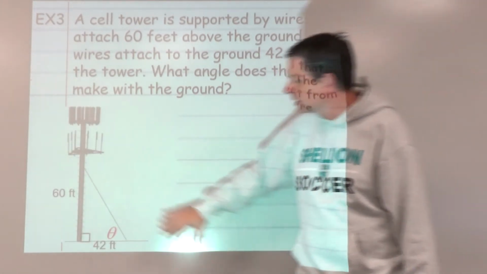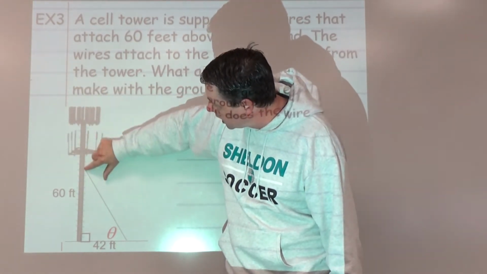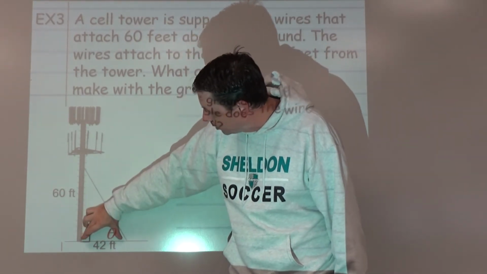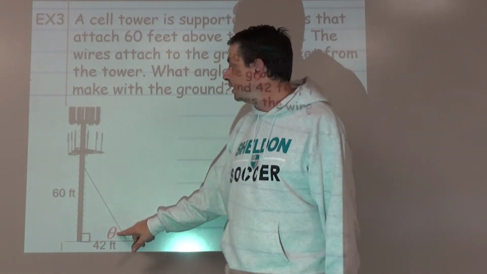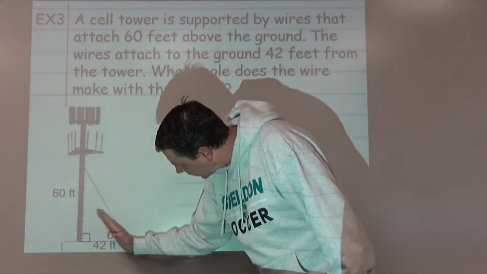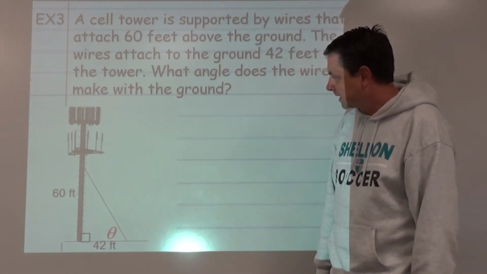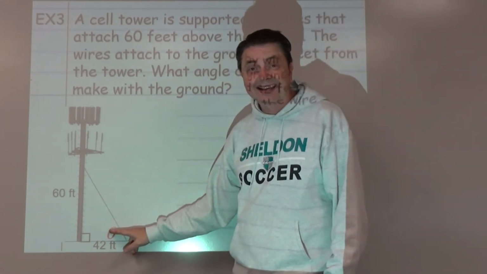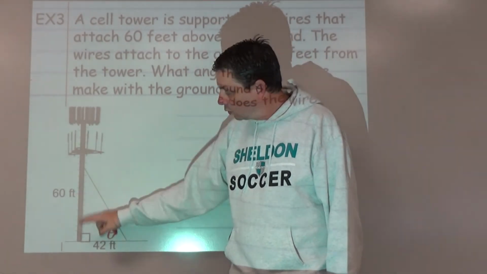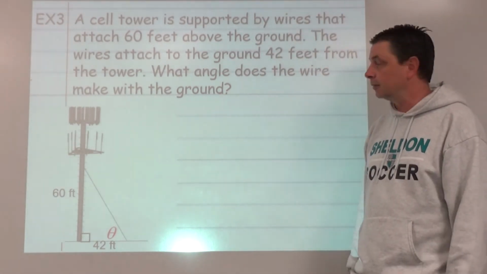All right, here's what it looks like. You could have the tower end there. It doesn't matter, but we need to attach the wire 60 feet above the ground and 42 feet from the base. That's our theta. Angle does the wire make with the ground? Wire, ground, there's our angle theta. All right, so with that angle in mind, we know opposite, we know adjacent. O and A, it's a tangent problem.